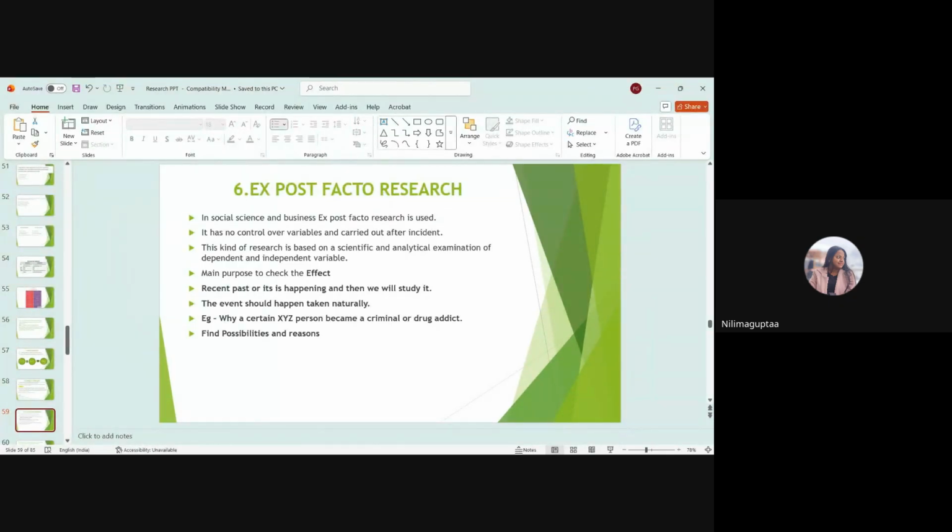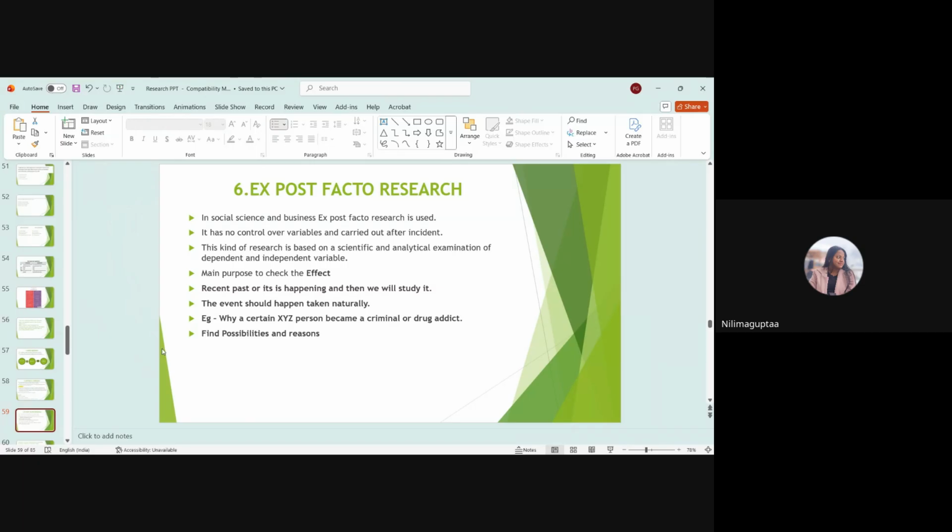So, this ex post facto is more like historical research because something has already happened and now you are conducting a research. The basic difference between a historical research and an ex post facto research is historical research is done on something that might have happened, let's say, 2000 years back. But ex post facto is when a certain event has just now completed and we are doing a research on it. So it is done on a very recent event.